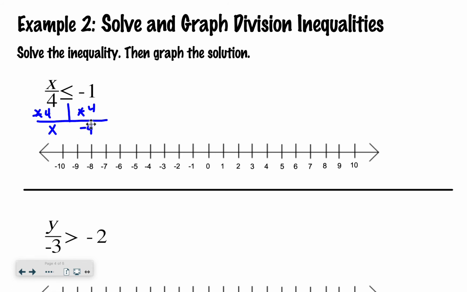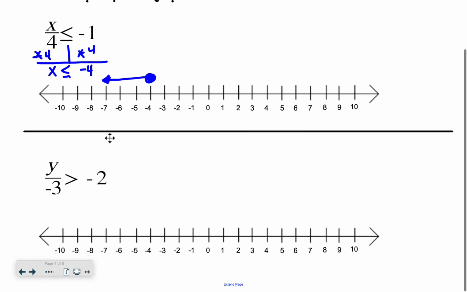So what I want to know is, do I need to flip my sign? I have a negative number over here, but this time I don't flip my sign. The reason is that the number I moved from the left to the right was positive. Since it was a positive 4 that I multiplied on both sides, I get to keep my sign. So now I do my closed circle at negative 4, and x is less than or equal to negative 4. Less than would be going to the left.